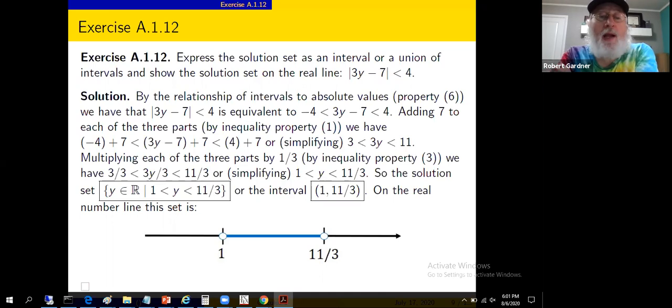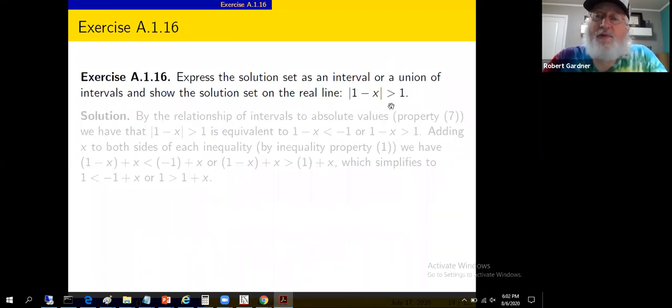So any y, a real number, between 1 and 11/3 satisfies this inequality. If you want it as an interval, then it's all real numbers between 1 and 11/3, excluding the endpoints. That's why we've got the little parentheses there. Along the real number line, we'd go from 1 to 11/3, put the open circles on those, and then shade in everything in between. Absolute value less than.